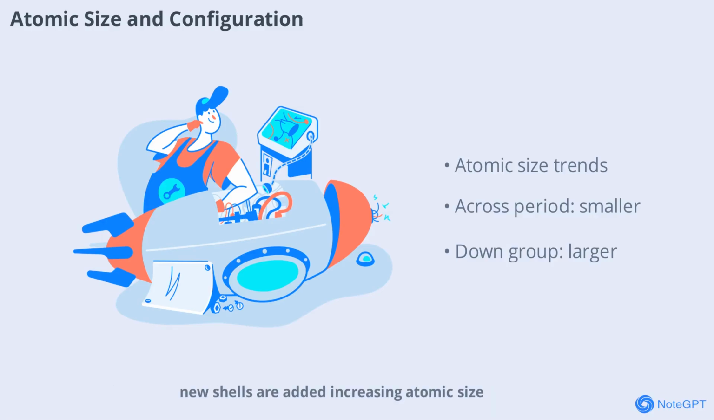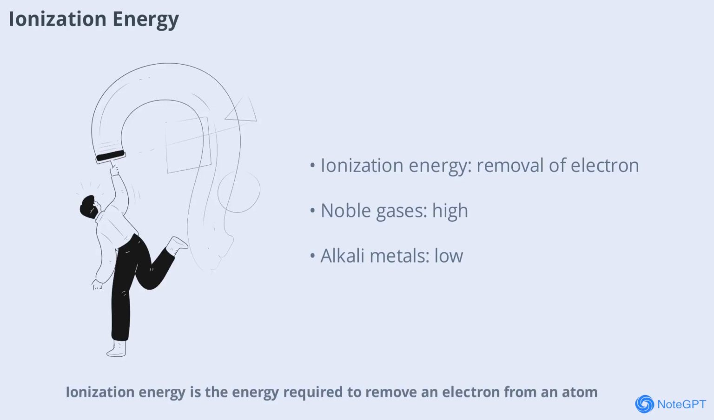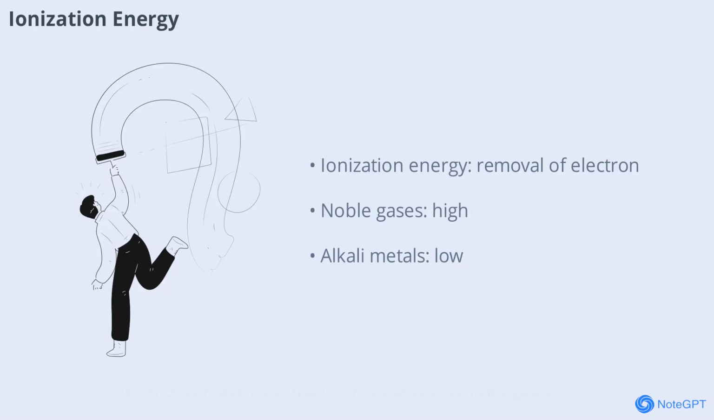Down a group, new shells are added, increasing atomic size. This trend is a direct result of how electrons are arranged. Ionization energy is the energy required to remove an electron from an atom. Elements with stable electronic configurations like noble gases have high ionization energies. Those with only one valence electron, like alkali metals, have low ionization energies. This property is closely tied to electronic configuration.